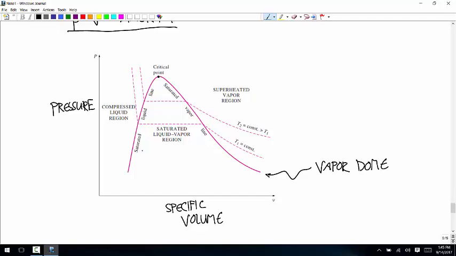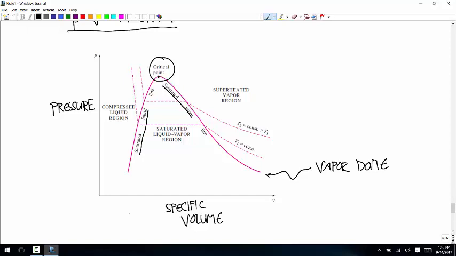And so you can see over here, you have a saturated liquid. Over here, you have a saturated vapor. Here's the critical point. And these different lines that are shown, the dotted lines, those are the isotherms, pressure versus volume.